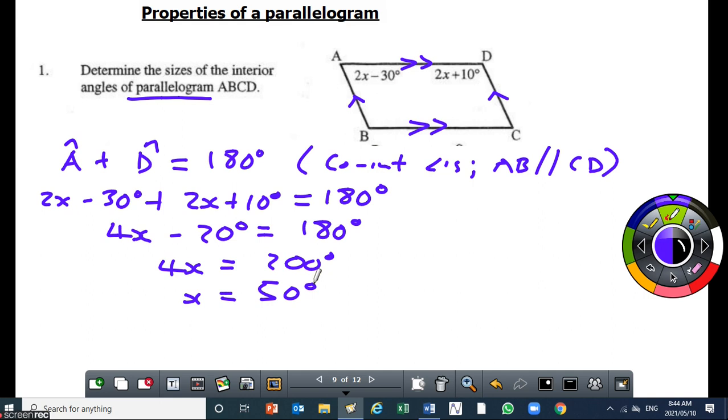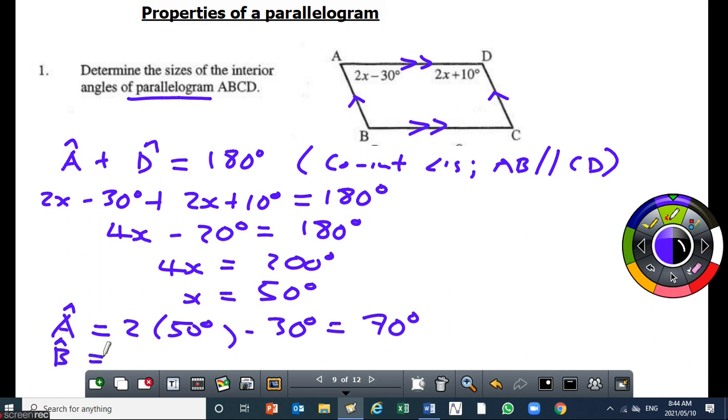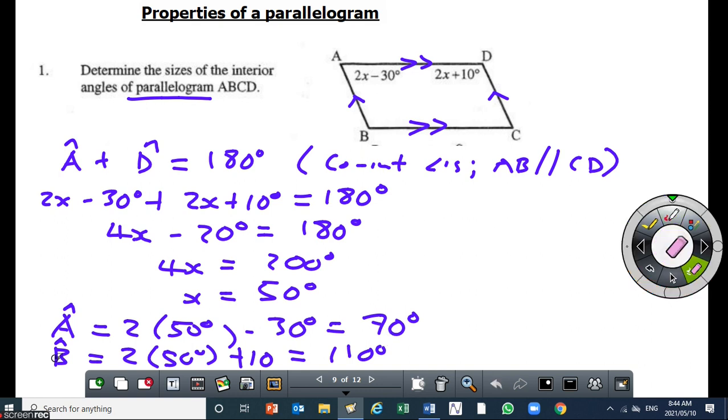So angle A is going to be equal to 2 times 50 degrees minus 30 degrees, and that will give me 70 degrees. Which means my angle D is going to be equal to 2 times 50 degrees plus 10 degrees, and that's 110 degrees. So I've got my angle A and my angle D. Now we need to find the size of angle B and angle C.